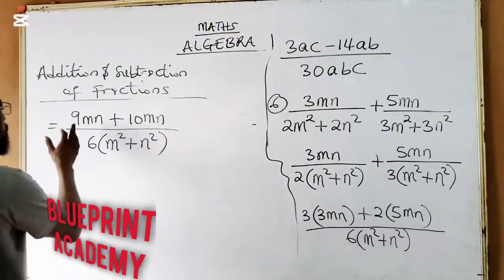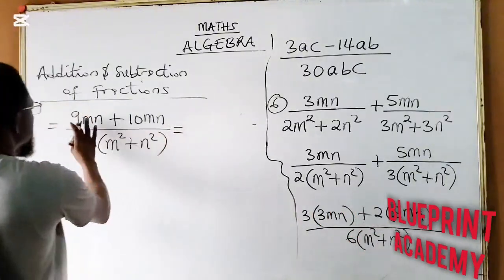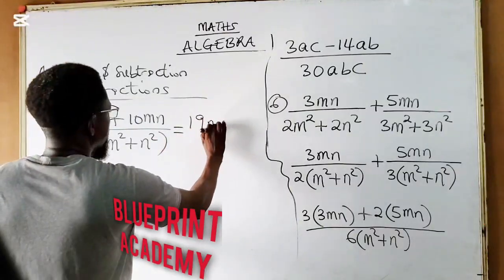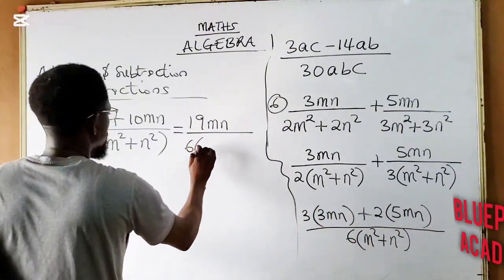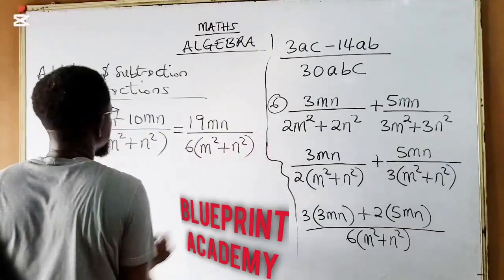So now when we add up the numerator, for the numerator we have 9 plus 10 now. We get 19mn all over 6 into m squared plus n squared.